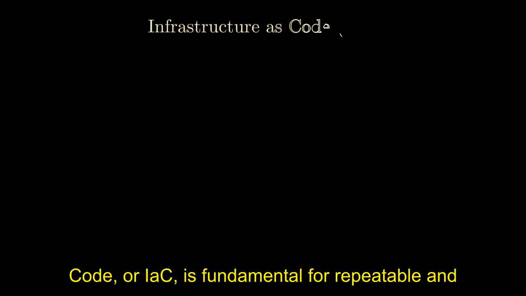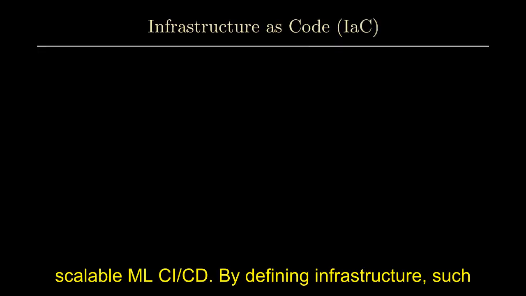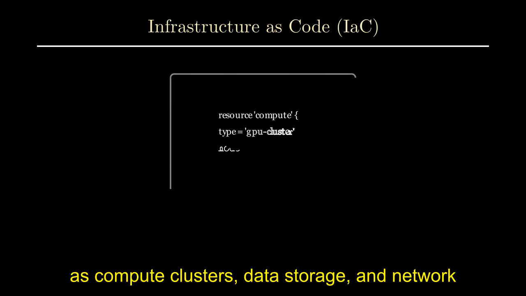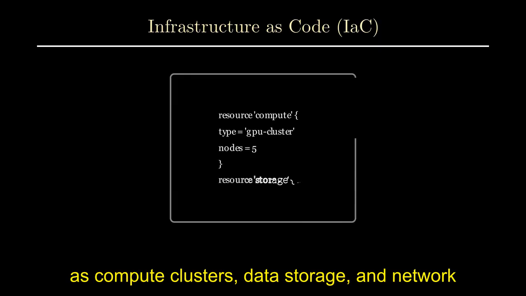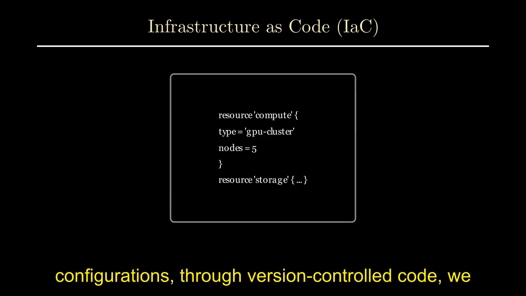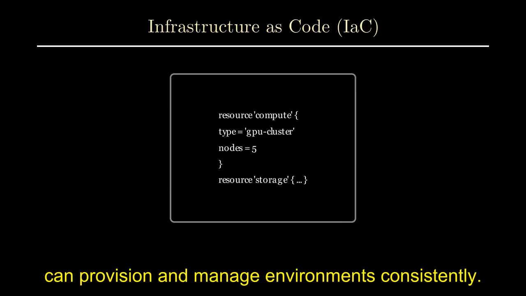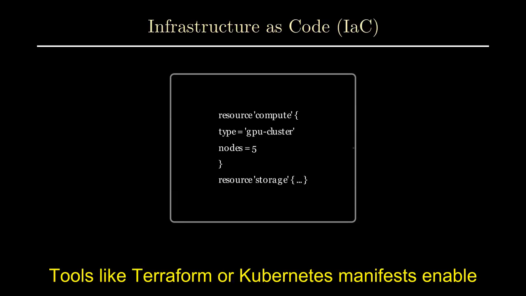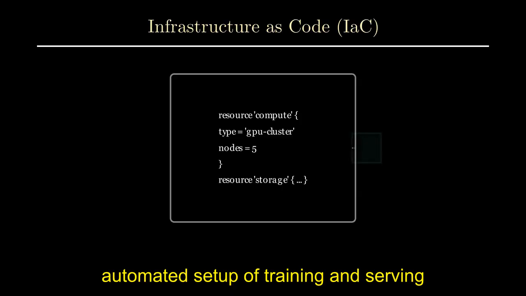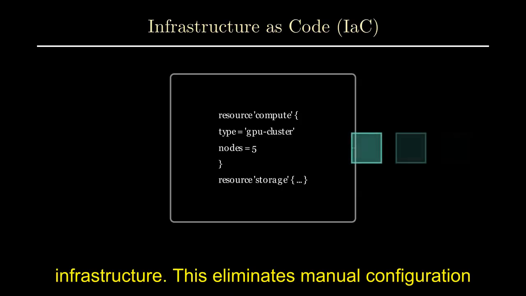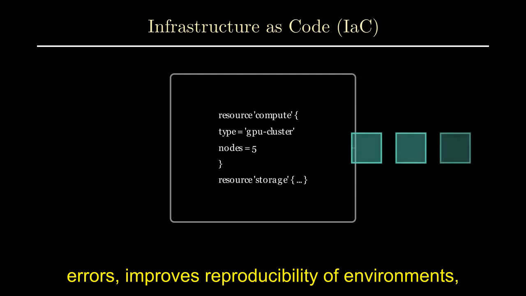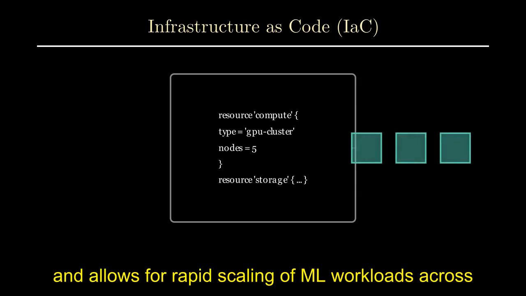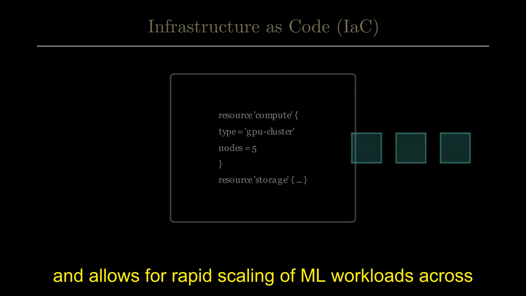Infrastructure as code, or IaC, is fundamental for repeatable and scalable ML CI/CD. By defining infrastructure, such as compute clusters, data storage, and network configurations, through version-controlled code, we can provision and manage environments consistently. Tools like Terraform or Kubernetes manifests enable automated setup of training and serving infrastructure. This eliminates manual configuration errors, improves reproducibility of environments, and allows for rapid scaling of ML workloads across different stages of the pipeline.